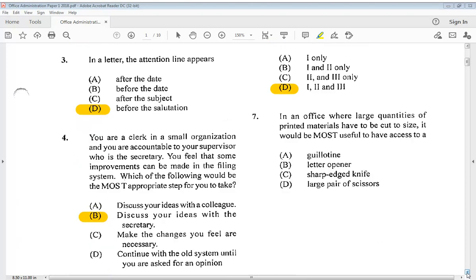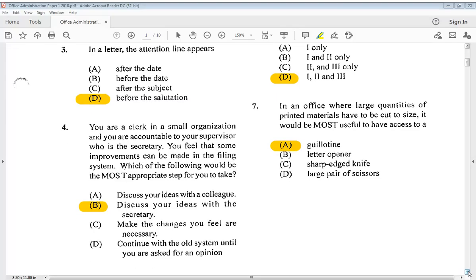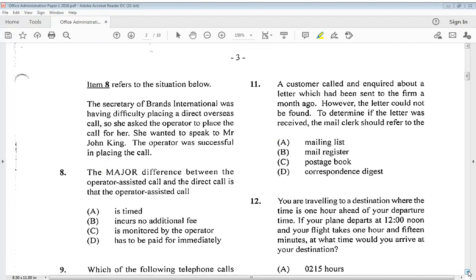7. In an office where large quantities of printed materials have to be cut to size, it would be most useful to have access to, so key point, large quantities of printed materials. So is it A, guillotine, B, letter opener, C, sharp-edged knife, or D, large pair of scissors? We know it says large. So B, C, and D, none of these could have achieved that objective. So the answer would be A, guillotine, to cut that large amount of printed materials. Let's go to question number 8.